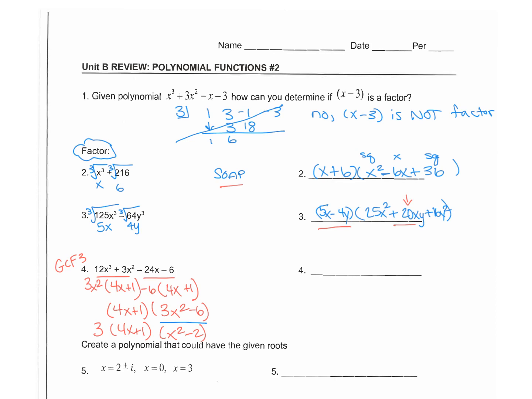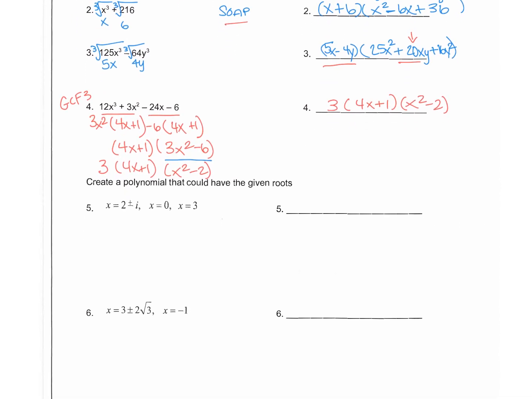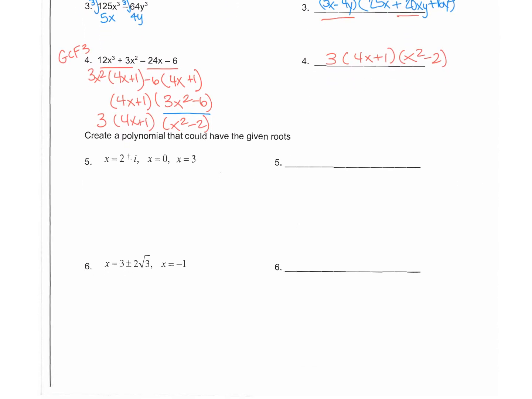That's not the difference of two squares. There's no dots to do here to factor it further. So this is going to be 3 times 4x plus 1 times x squared minus 2. And that would be my fully factored polynomial. So let's see what we have next. Oh, this is going back to the beginning of the unit, pages 2, 3, and 4.